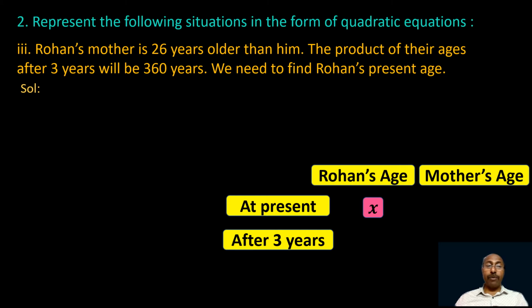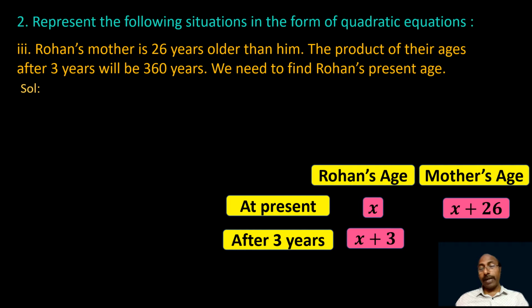According to the problem, what is his mother's age? Rohan's mother is 26 years older than Rohan. That is, as Rohan's age is x years, his mother's age is 26 years more than Rohan's age, that is x plus 26 years. After 3 years, Rohan's age will become x plus 3 years, and mother's age will become x plus 26 plus 3, that is x plus 29 years.